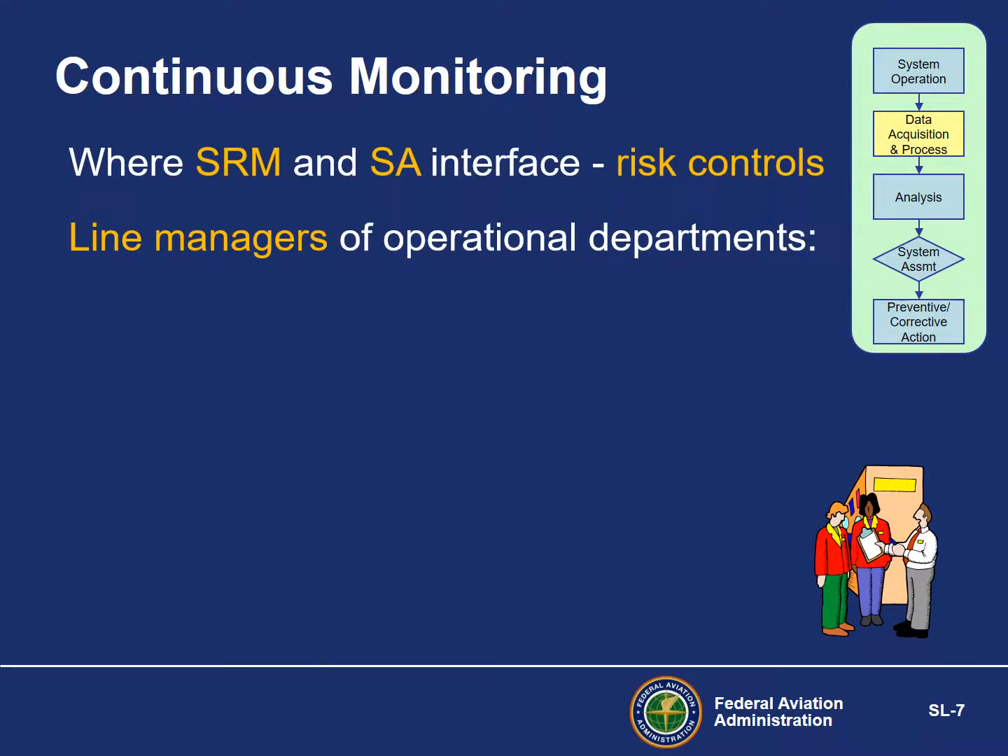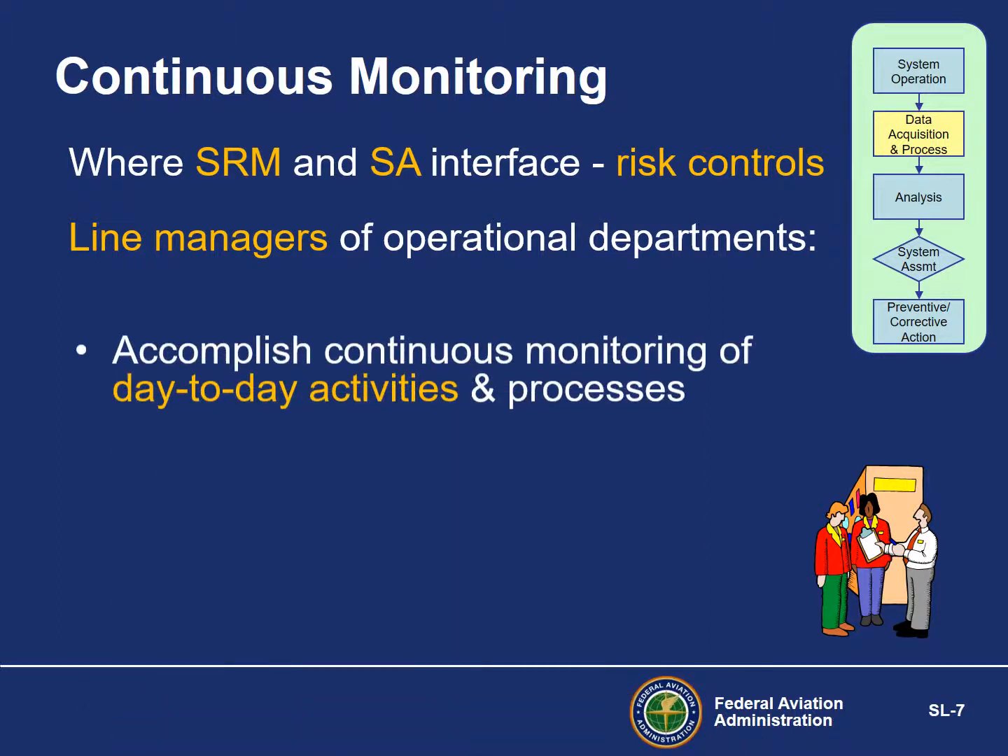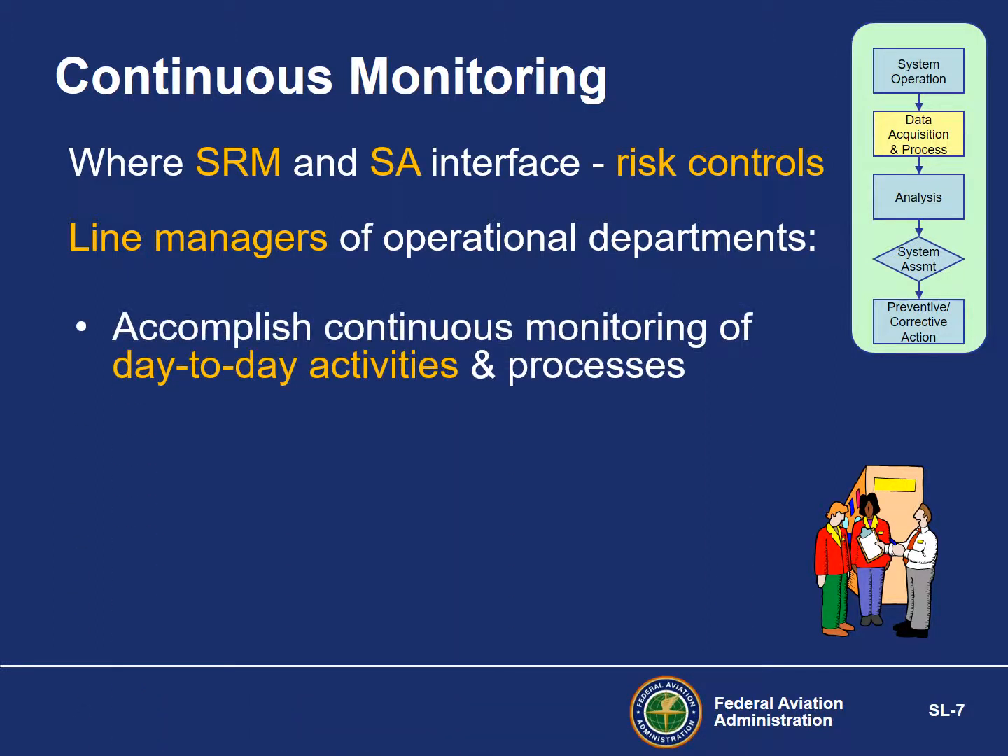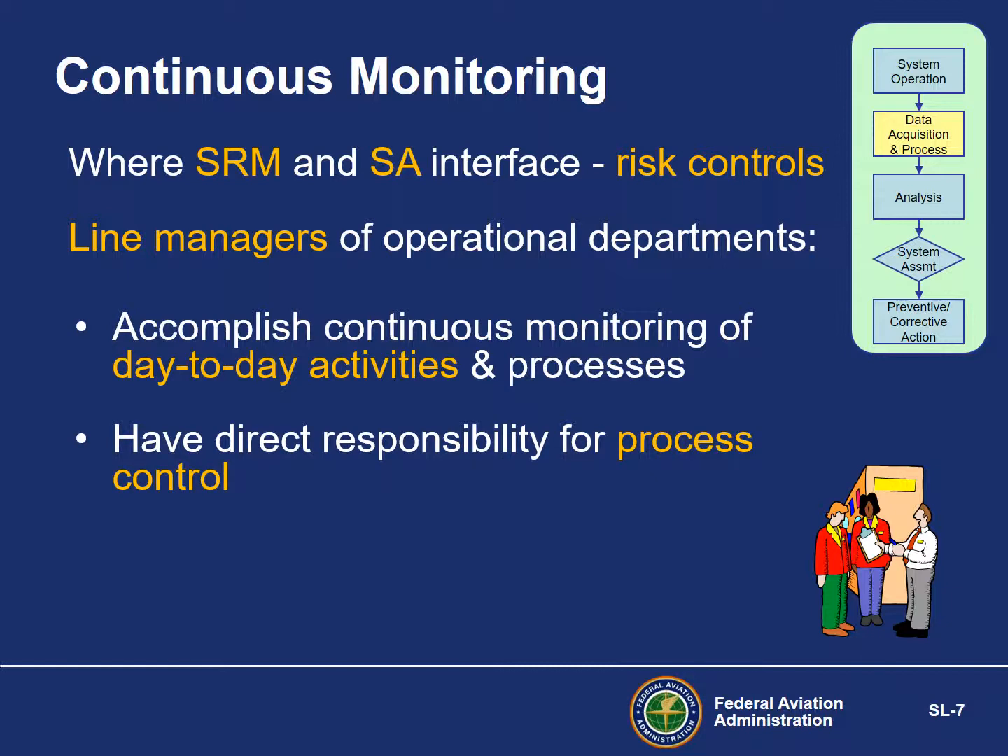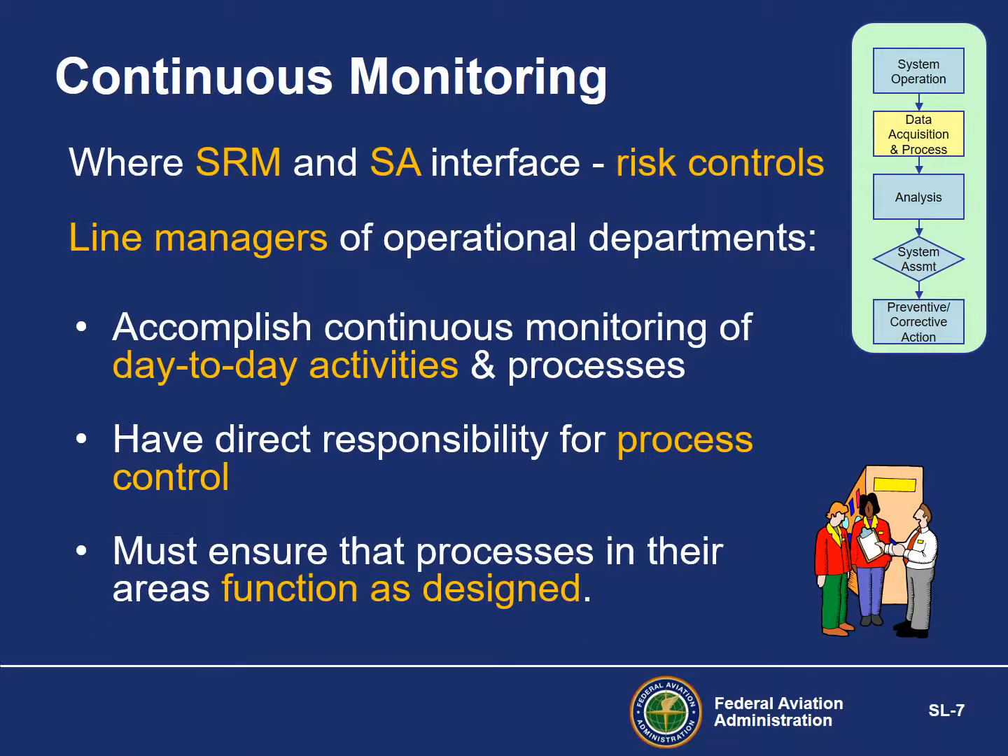Continuous monitoring is where the controls developed in SRM are directly monitored and evaluated for the safety assurance input. It's the link or interface between the two. As for responsibility, the line managers have direct responsibility to monitor daily activities and processes within their area, assure that processes, procedures, and their controls are complied with, and periodically assess the status of risk controls to assure their functioning as designed.